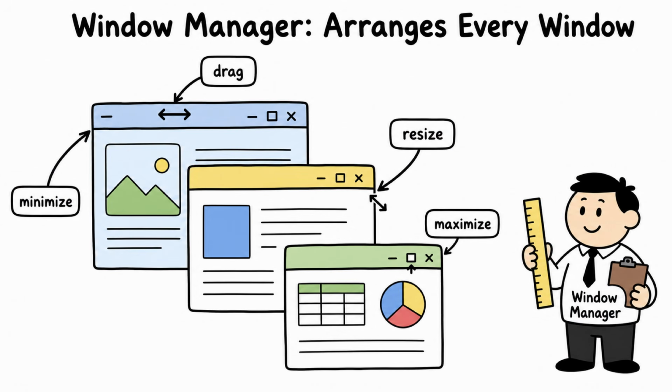Now, inside the desktop environment, there's a dedicated component called the Window Manager. And this is the unsung hero of your desktop. The Window Manager is a program that decides where windows appear on your screen, how big they are, how you can drag, resize, minimize, and maximize them. Every time you grab the edge of a window and drag it, that's the Window Manager doing its job.